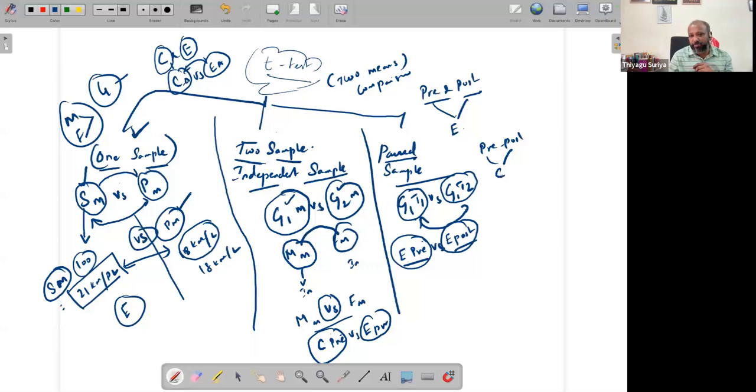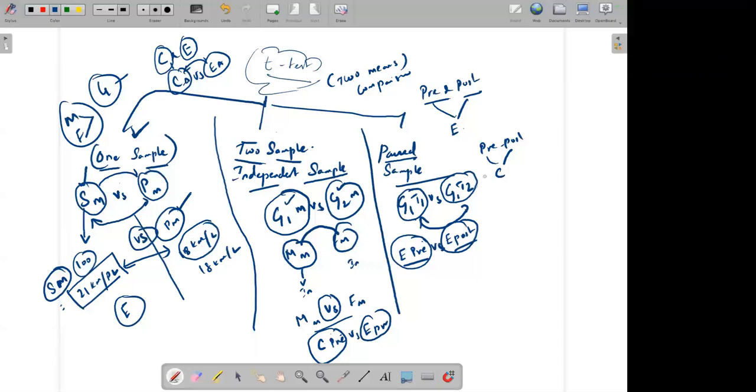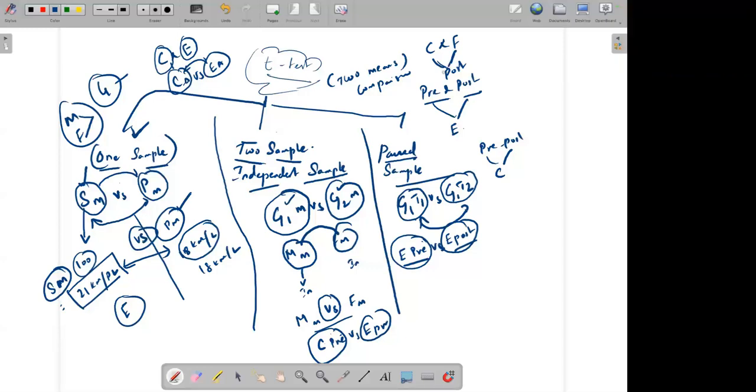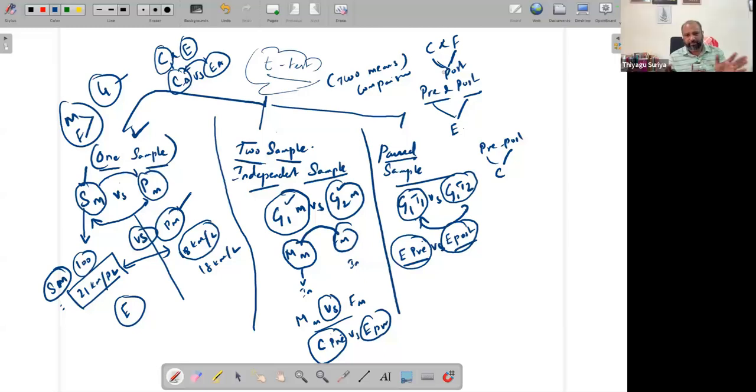What calculation is better? Pre-test and post-test comparison of the control group: paired sample t-test. That's fine. Suppose I'm going to compare the control group and experimental group in the case of the post-test: independent sample t-test. Hope you're getting the context, right?